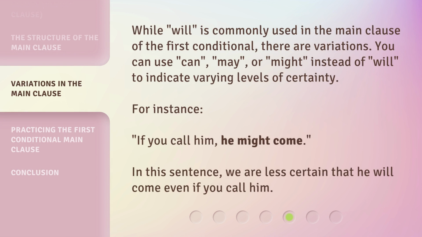While will is commonly used in the main clause of the first conditional, there are variations. You can use can, may, or might instead of will to indicate varying levels of certainty. For instance, if you call him, he might come. In this sentence, we are less certain that he will come even if you call him.